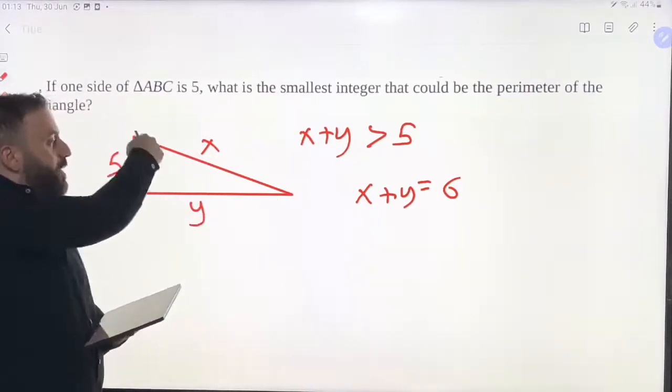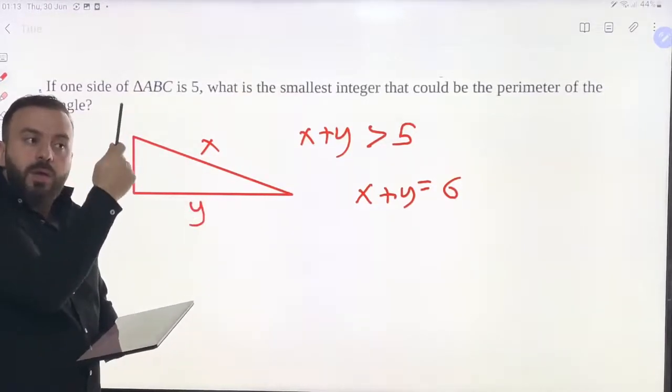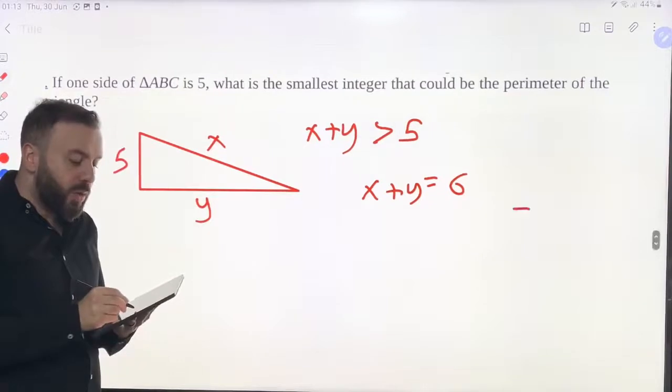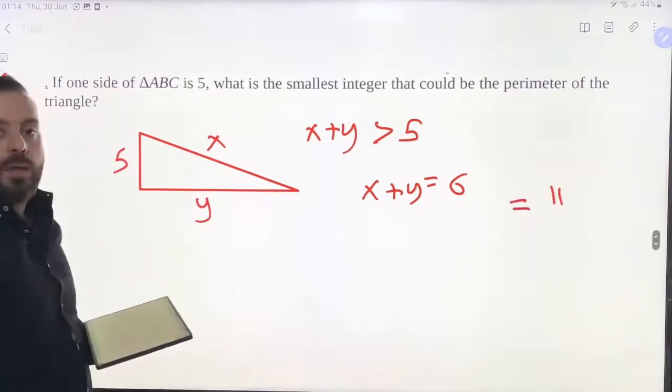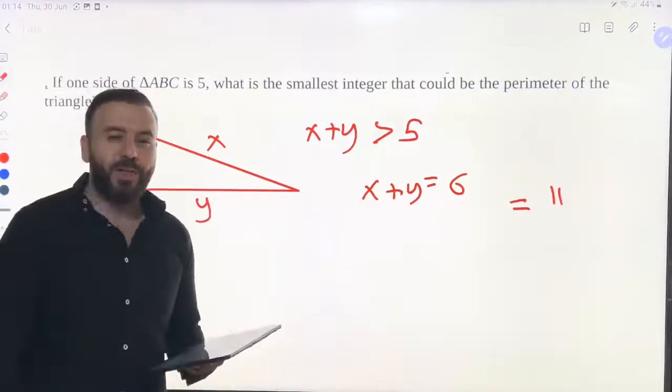So what's the perimeter? It means x plus y plus 5, and x plus y is equal to 6. So in this case, 6 plus 5 is equal to 11. So the smallest integer that could be the perimeter is 11. Okay? Let's see the next question.